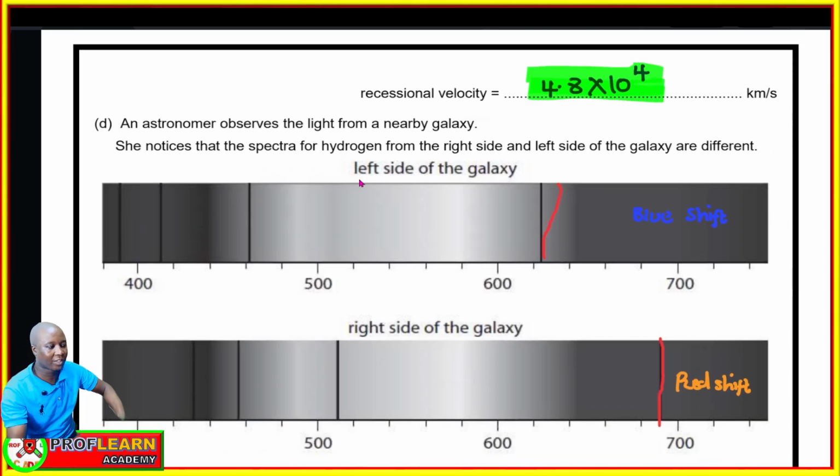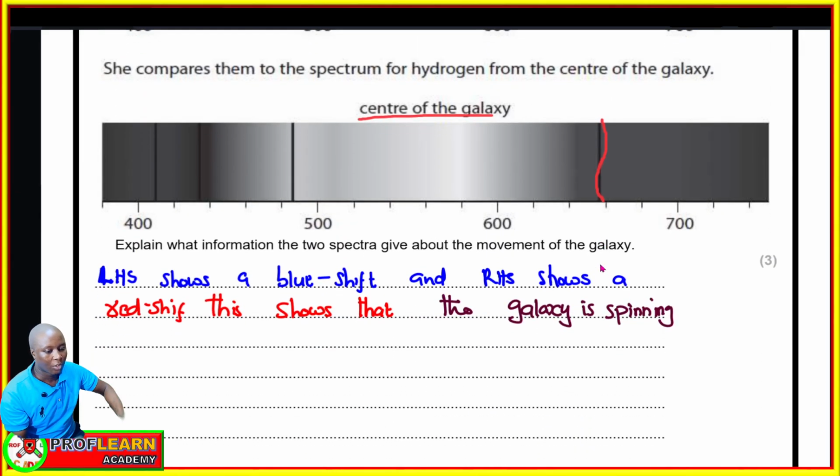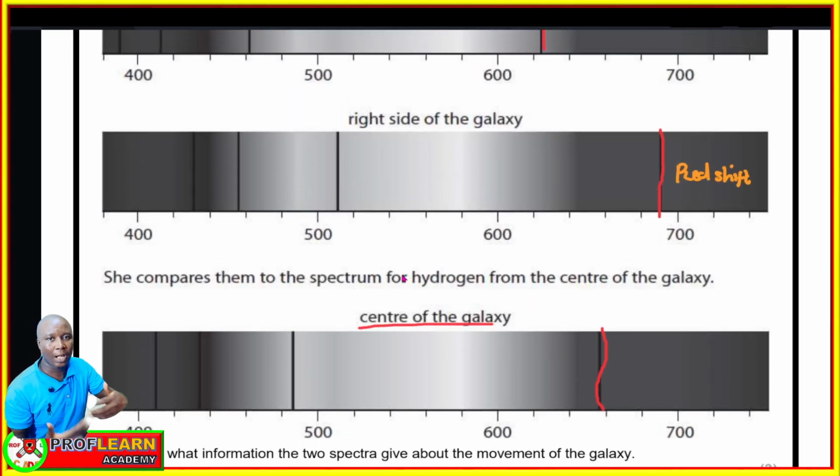So the left side is a blue shift, and the right side is a red shift. This means that we can make observations about the motion of the galaxy. Since the galaxy displays both redshift and blue shift, it could be that the star is spinning. If it is spinning, one section will be approaching the observer and the other section will be moving away from the observer.